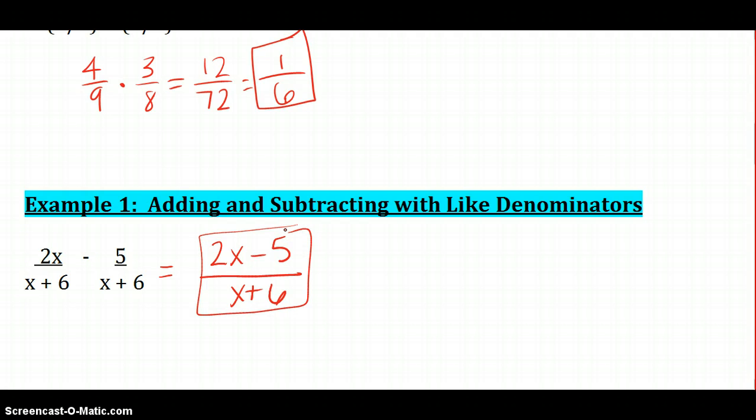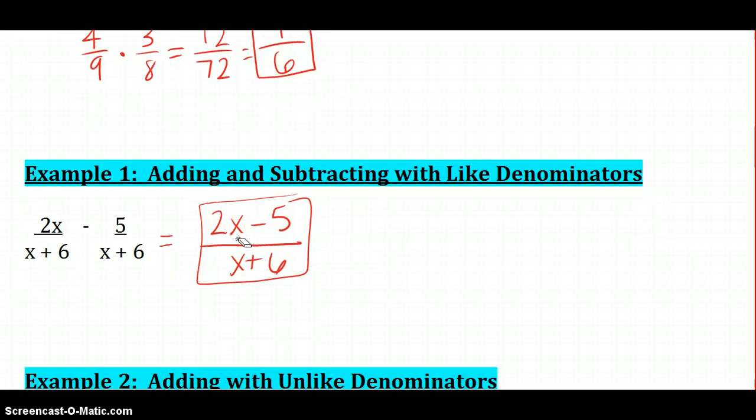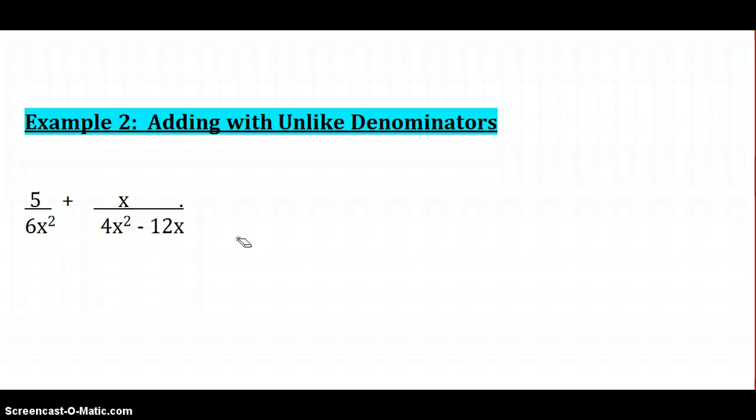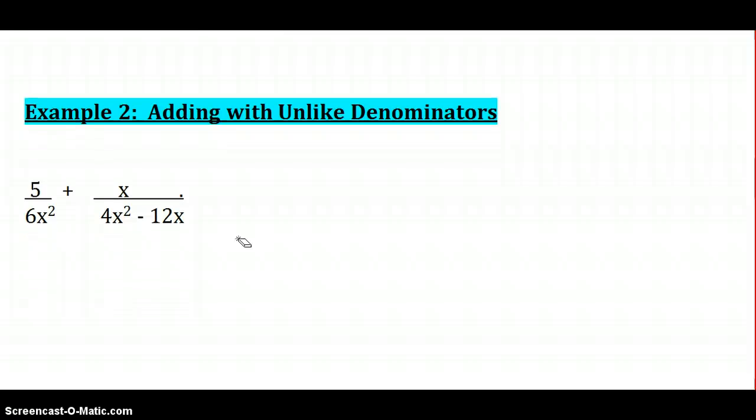You can't simplify this. In order to simplify this whole thing, every single term has to have a like factor in it. So you can't just cross out this 2 and 6 and simplify. Every single term has to be able to simplify. Let's try something where you have to find a common denominator first.